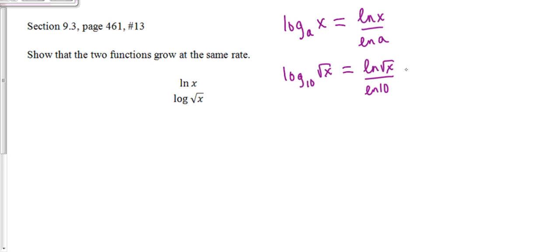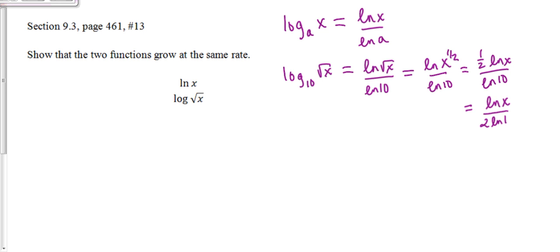And I'm going to simplify this a little bit more. I'm going to remember, first of all, that the square root of x is really x to the 1/2. And I'm further going to remember that when I have a log, I can take this exponent and bring it down in front. So I'm going to have 1/2 times the natural log of x over the natural log of 10. And then really, I'm just going to do a little algebra here, and I'm going to bring that 1/2 into the denominator so that I've got 2 natural log 10 in the denominator, and that is just a number.